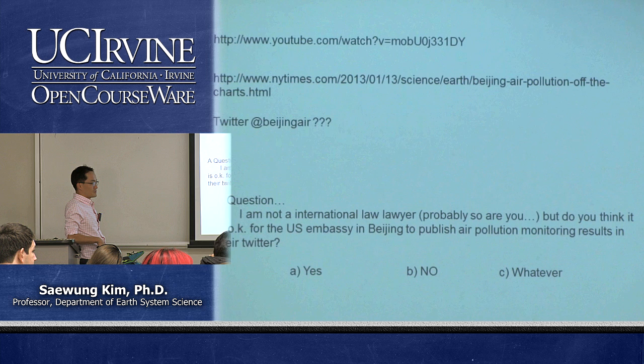I think the logic behind the U.S. Twitter account is that their people, American citizens who travel in China, need to know how bad the air quality is, so that they are aware of what they should do on the street, things like that. So that's one argument actually.